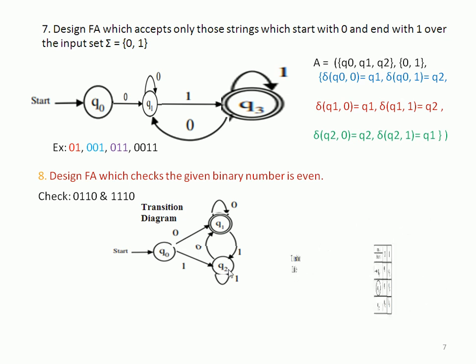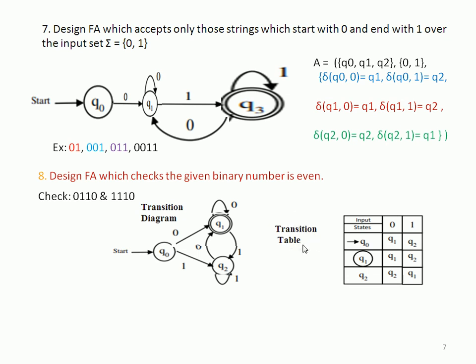So after constructing this diagram we can have a transition table for this. Delta of Q0 comma 0 is Q1, delta of Q0 comma 1 is equal to Q2, right? Similarly Q1, which is a final state: delta of Q1 on 0 will remain in the same state, and on 1 it will go to Q2. Similarly Q2, on 0 it will go to Q1. So this is wrong, that is Q2.